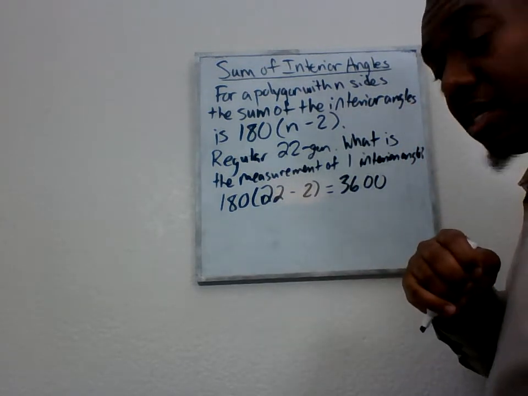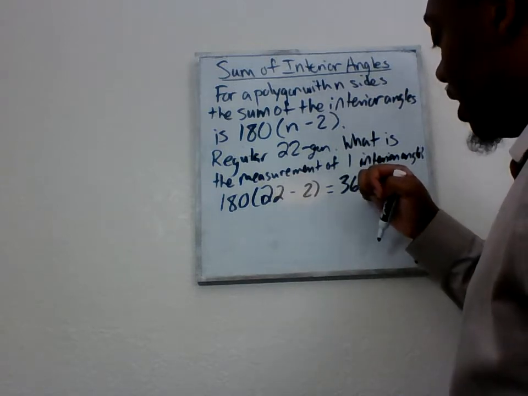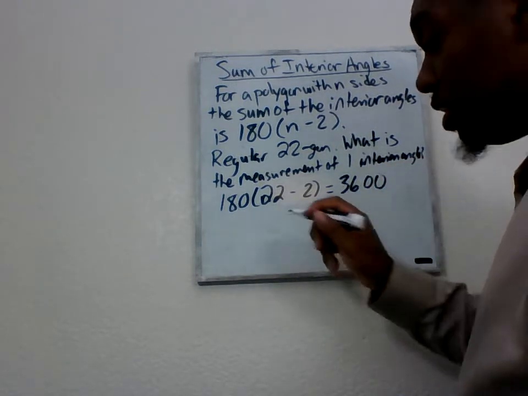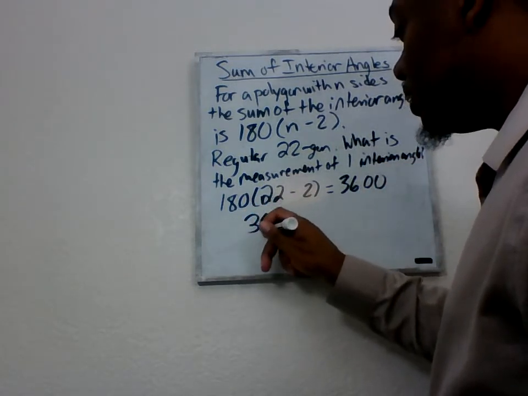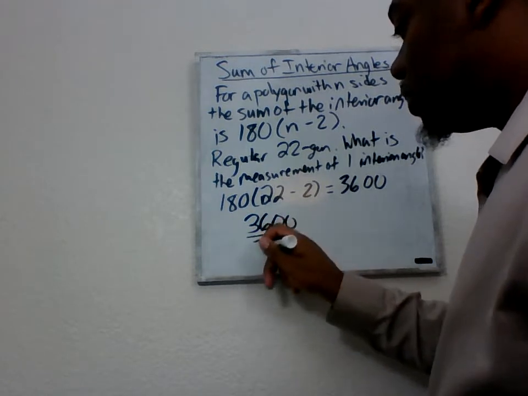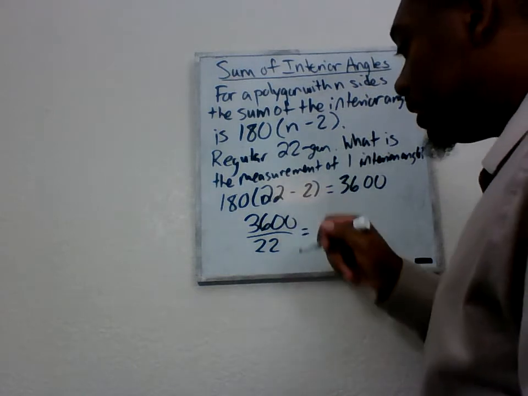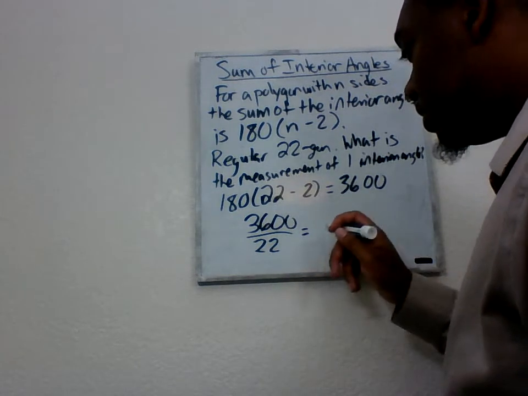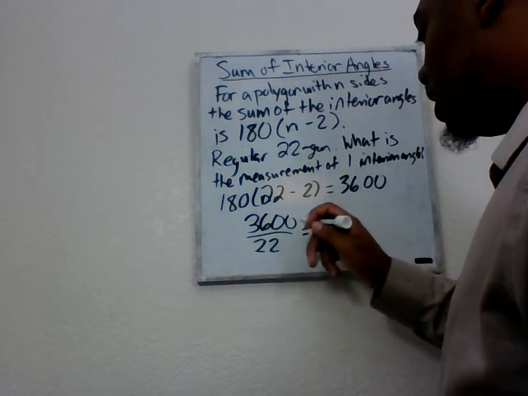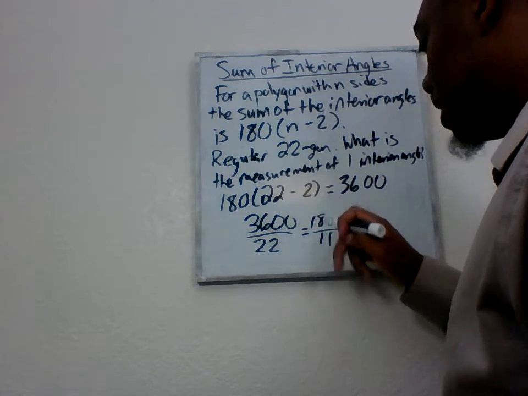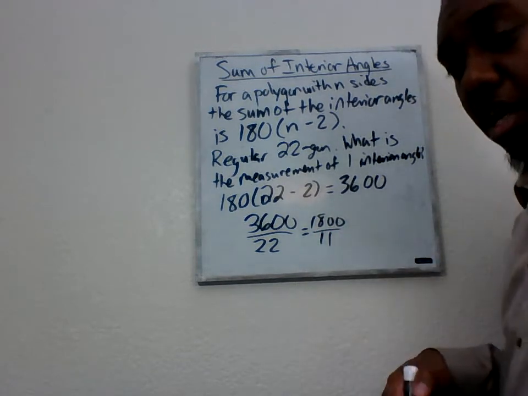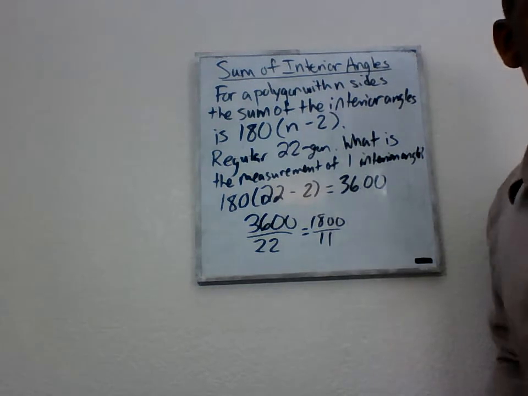Well, what I would do in this case is take 3,600 and divide by 22. And let's see what we end up getting. Well, in this case, we will get a fraction that we could reduce. We get 11 down here, and then we get 1,800 up top. Okay, and if you wanted to simplify that further, you could.